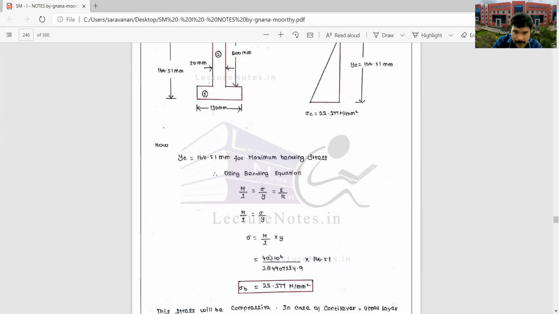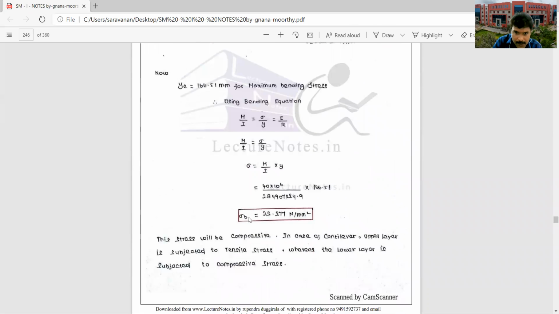In the problem they are asking to find the bending stress sigma b. Sigma b is nothing but M by I into y. The M value is given in the problem, the I value you calculated, and the y value is Y bar, 166.51. So Y bar is compressive, and the nature of the stress will be compressive, YC. From the bottom, YC is 166.51, because y is the maximum. Here y maximum is 166.51, so that will be under compression.